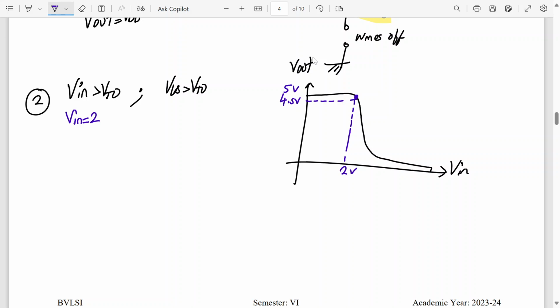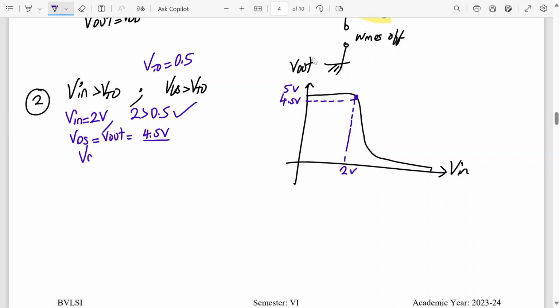Tell me, it is 2. So can I say 2 volt? How much was VTO? 0.5. Is 2 greater than 0.5? Yes. And one more condition to check, which one? What is VDS? V out, this is 4.5, equal to the output.